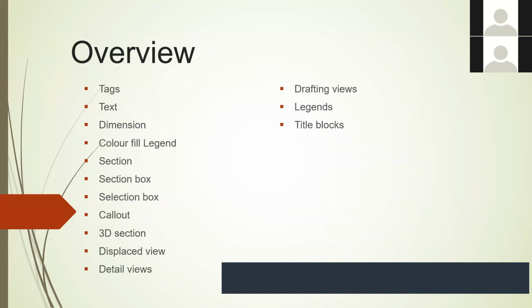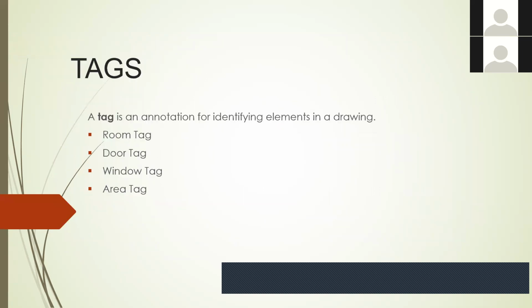For the overview, I'll explain the tags, text, dimensions, color fill legends, section box, selection box, callout, 3D sections, duplicated views, detail views, drafting views, legends, and title blocks. About the tags: a tag is an annotation for identifying elements in a drawing. Every category in the family library has a tag. Some tags are automatically loaded with the default Revit template, while others you need to load. So you can make your own tag if any requirement comes.